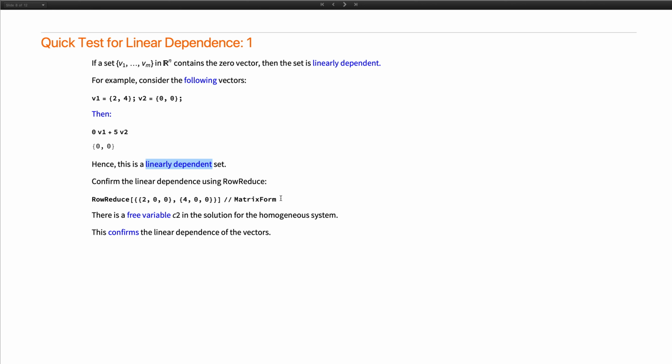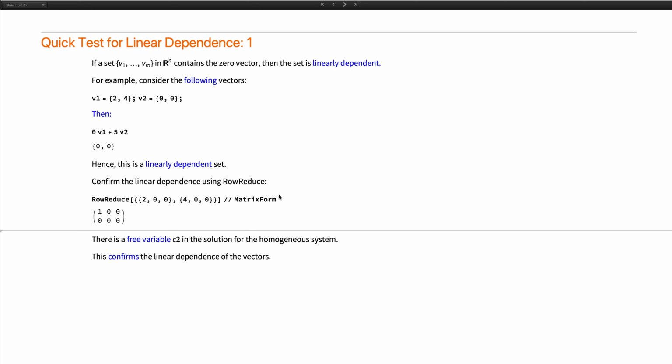And you can confirm that with row reduction, and you see over here there's a free variable c2, and hence you actually have a confirmation that the system of vectors is linearly dependent.